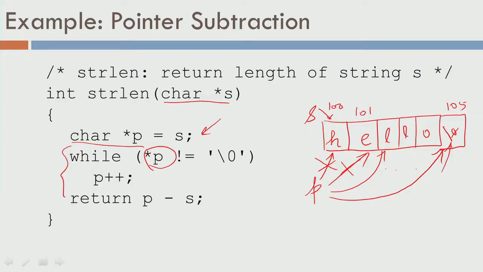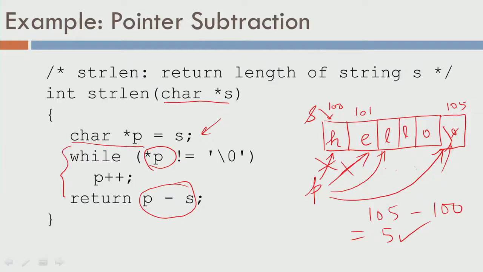When is star p equal to 0? When p is 105, star p is backslash 0, which means when p equals 105, the loop will stop, right. So, at that point if you go and ask for p minus s, right. So, p is 105 and s is memory location 100, 105 minus 100 is 5, that actually gives us the correct length of hello, right. So, this is a very neat and beautiful trick to show with pointer arithmetic.